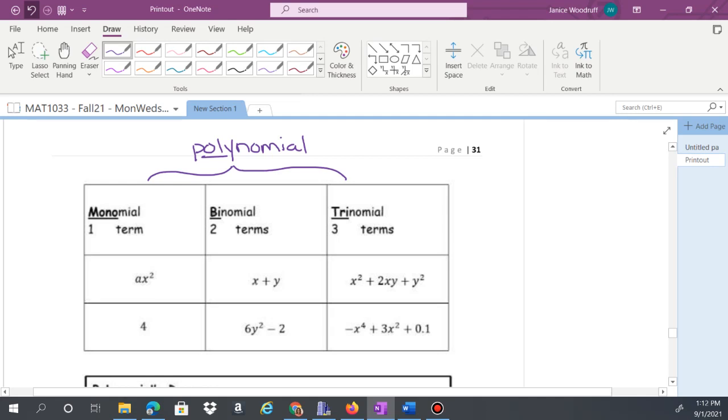Binomial, root word bi, that means two terms. So x plus y, 2 terms, 6y squared minus 2, 2 terms. They're separated by plus and minus signs. Trinomial, root word tri, 3 terms. Okay, these are examples of 3 terms. These are all polynomials. They're just special types. So then if I have a 4 term, I just say it's polynomial. So they're all polynomials. These ones just have special names.